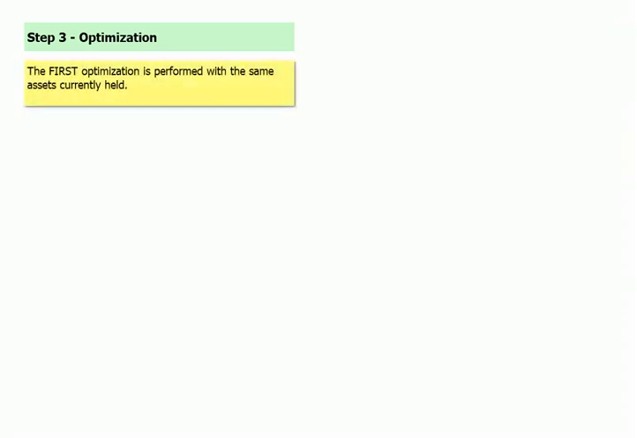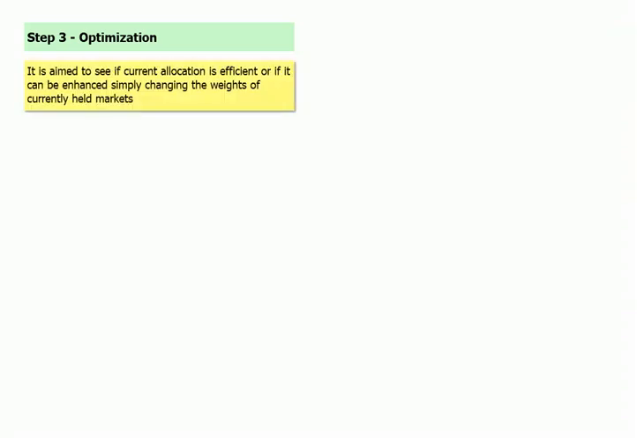Step 3. Optimization. The third step is a double automatic optimization. Why do we say double? The first optimization is performed with the same assets currently held. It is aimed to see if current allocation is efficient or if it can be enhanced simply changing the weights of currently held markets. A second optimization is automatically performed by the system seeking additional markets, not currently held, capable to improve global portfolio diversification.